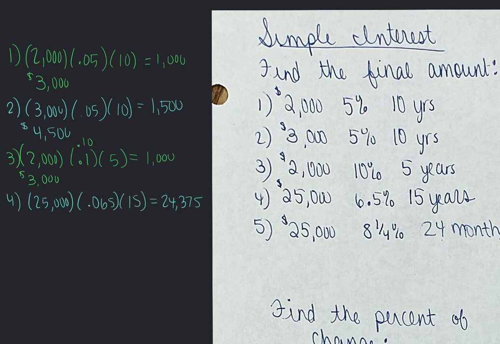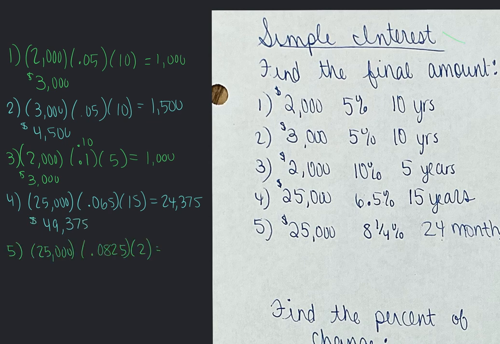For question 4, the tricky part of this one was hopping correctly, so did you put 0.065? So when I multiply all these numbers, I get 24,375. Add it back, and I get $49,375.